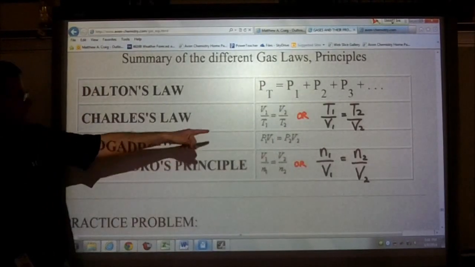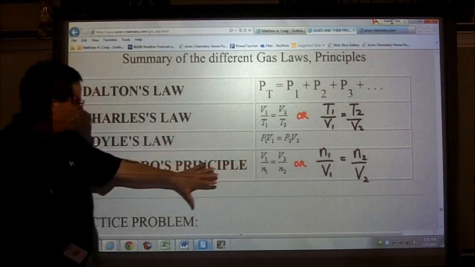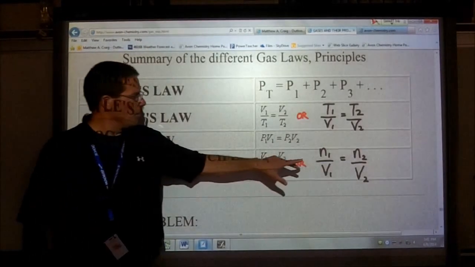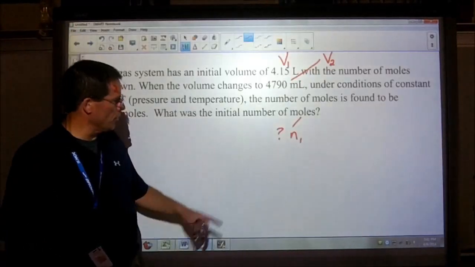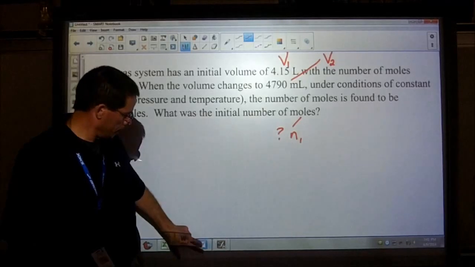So again, which equation? We'll use Avogadro's principle, but are we looking for moles or are we looking for volume? And again, if you're not sure, there it is, you wrote it down.